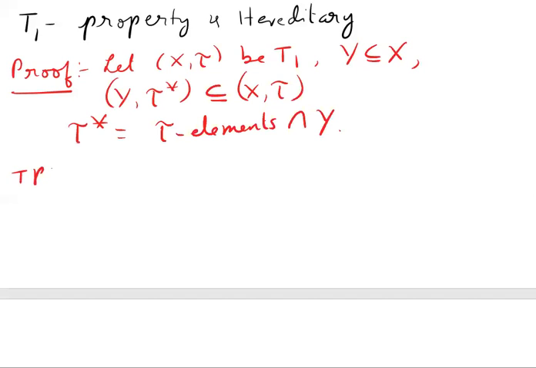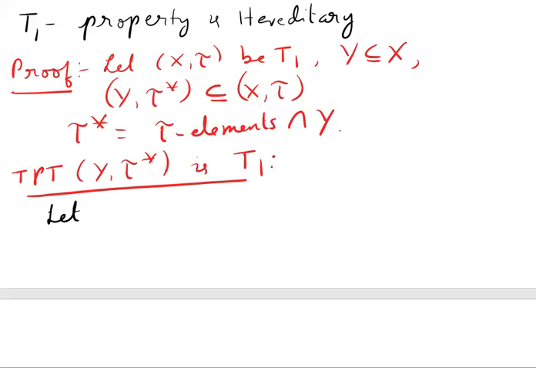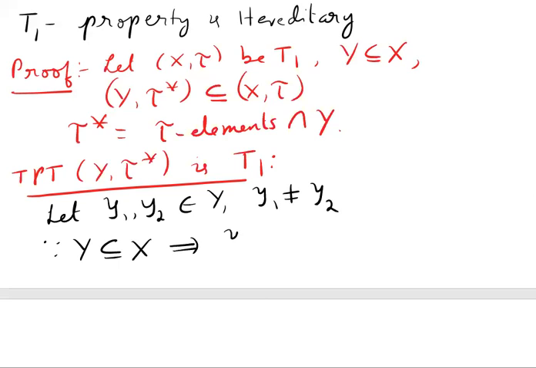Now what we have to prove? To prove that this subspace is also T1. Now to prove T1, I'll take two distinct elements of Y, any two elements. Since our Y is a subspace of X, these two elements also belong to X. And what is our X? X is T1. So what should happen now?